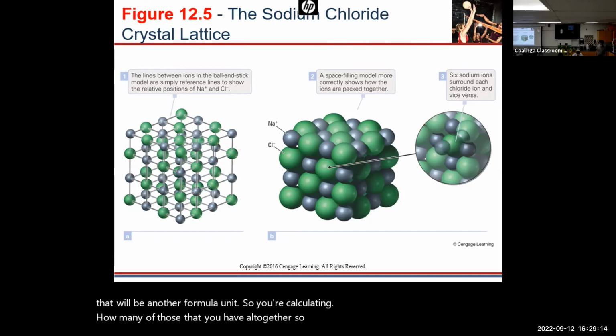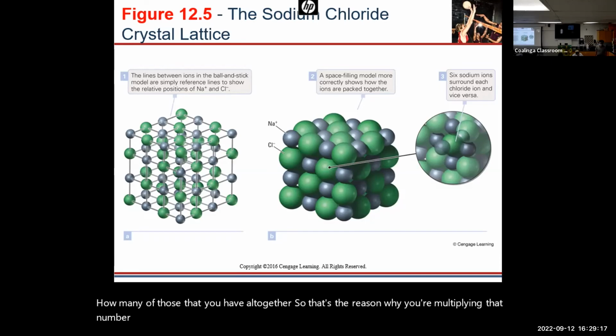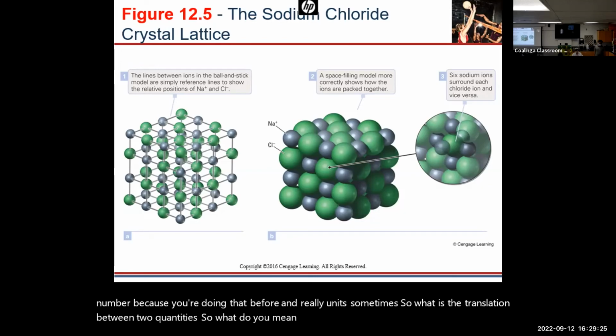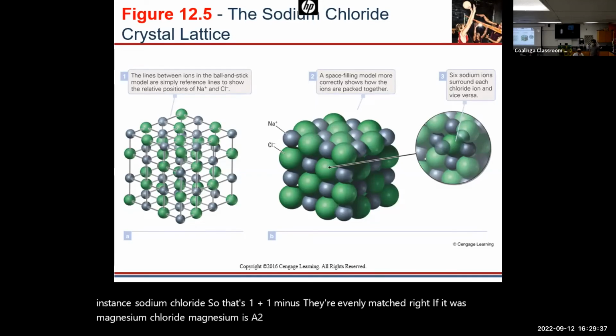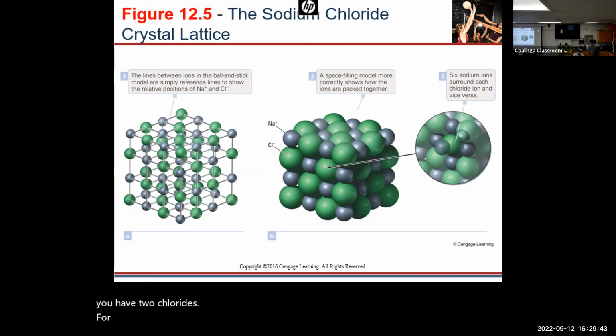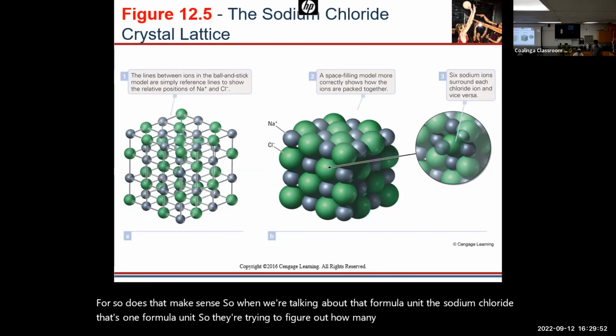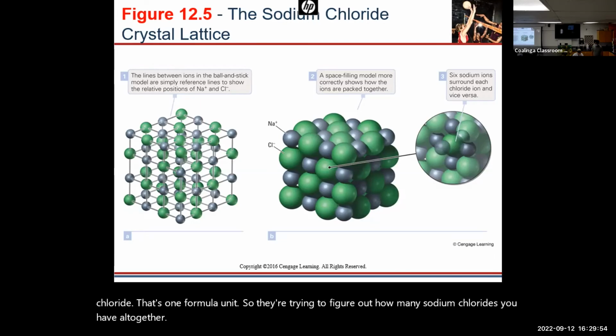So that's the reason you're multiplying by Avogadro's number, because you're calculating formula units. It is a translation between two quantities. For instance, sodium chloride is 1 plus, 1 minus, so they're evenly matched. If it was magnesium chloride, magnesium is a 2 plus, so we need 2 chlorides. For every 1 magnesium, you'd have 2 chlorides. When we're talking about a formula unit, sodium chloride is 1 formula unit. So you're trying to figure out how many sodium chlorides you have all together. Does that make sense?